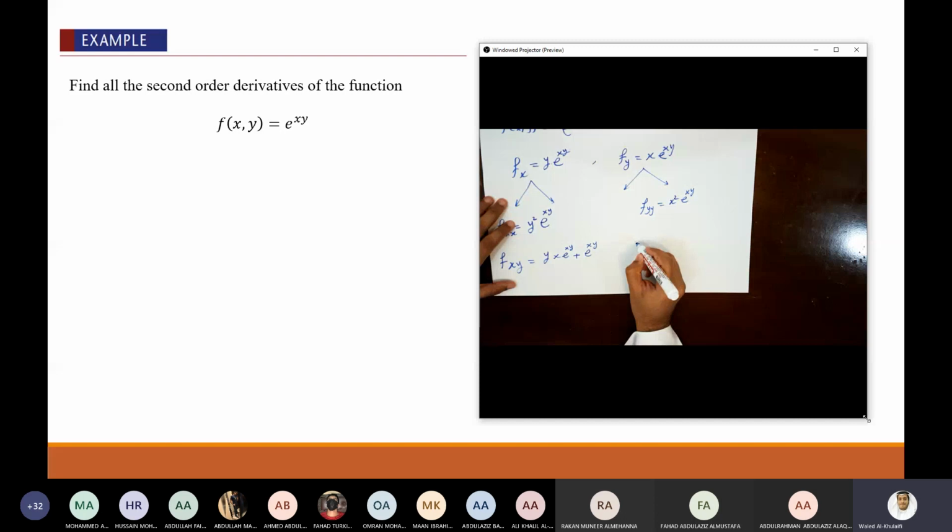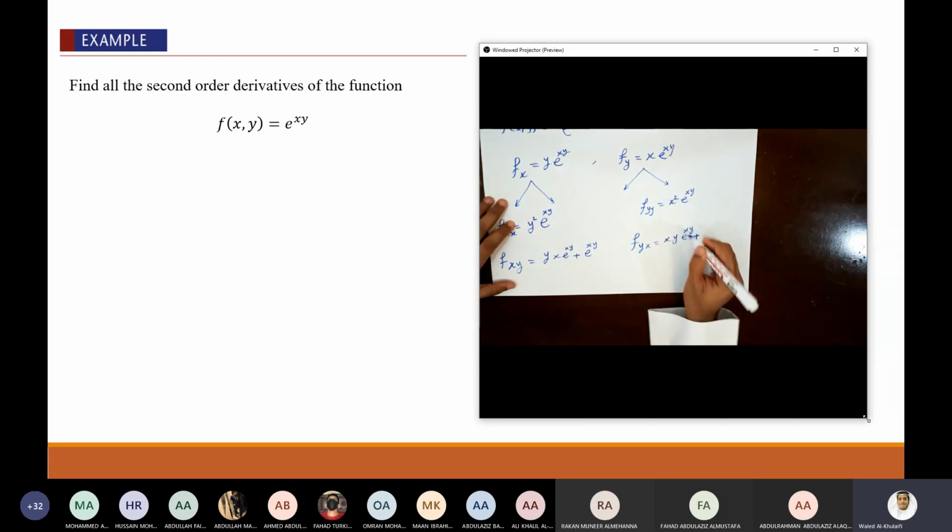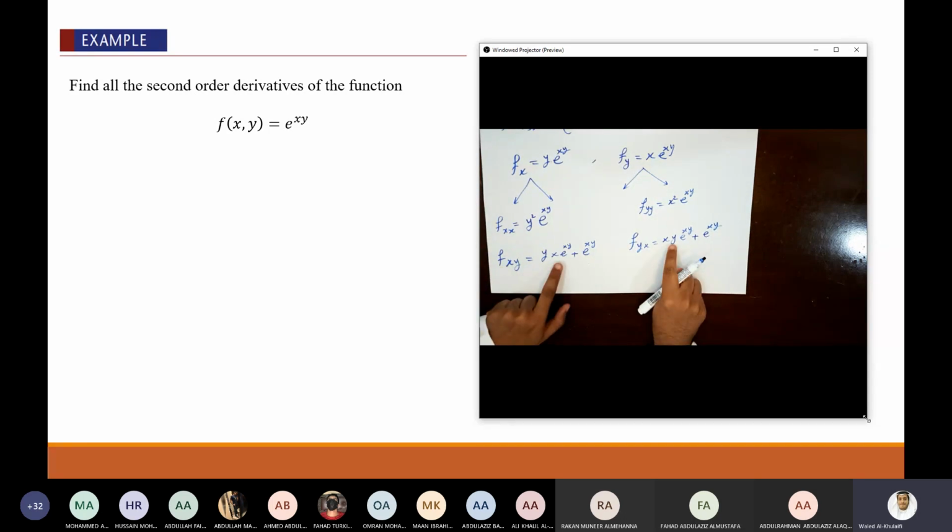Right. Next, fy, which is the original one, and then I'm going to differentiate with respect to x. Okay, so when I differentiate with respect to x, I'm going to follow the product rule. So I will say first times the derivative of the second. The derivative of the second will be y e to the power xy, plus the derivative of the first times the second, e to the power xy. Okay, now what do you notice here, guys? These two.